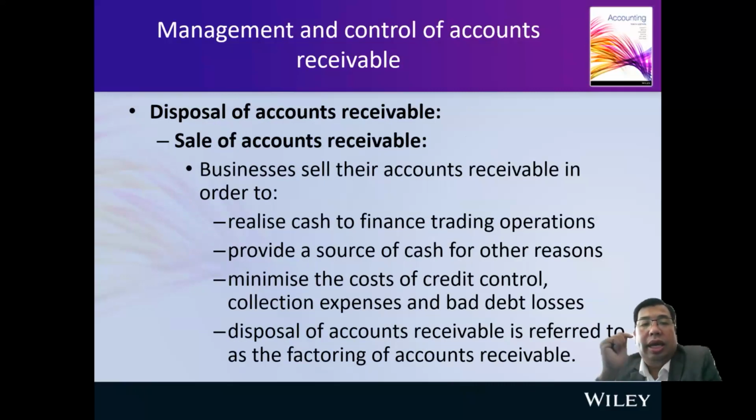Okay. Sales of account receivable. Businesses sell their account receivable in order to realize cash to finance trading operations, provide a source of cash for other reasons, and minimize the cost of credit control. Disposal of account receivable is referred to as the factoring of account receivable. I did mention the promissory note.